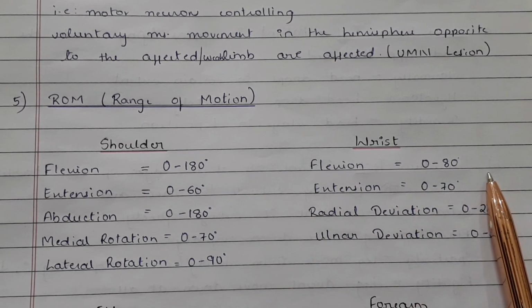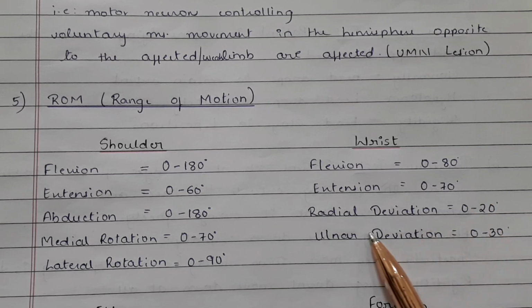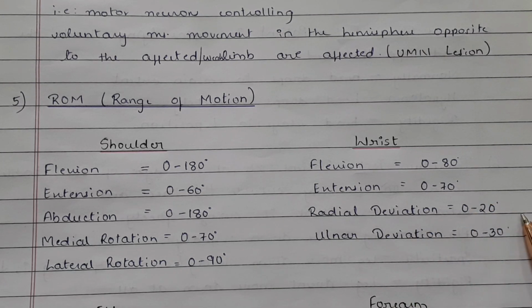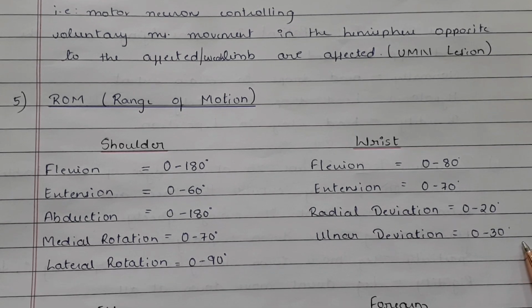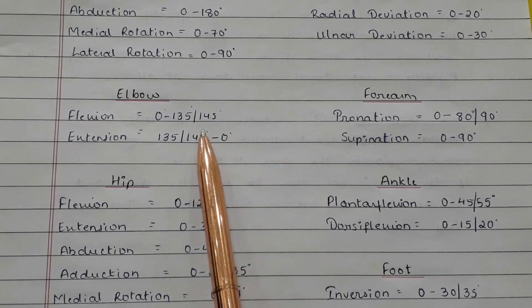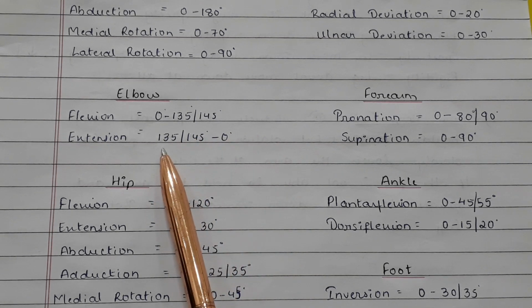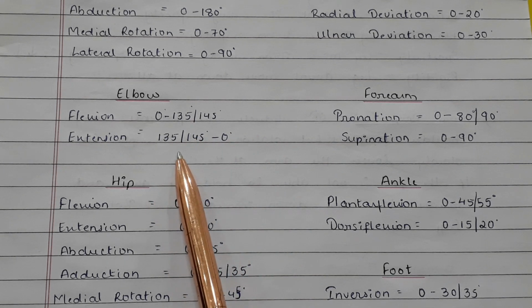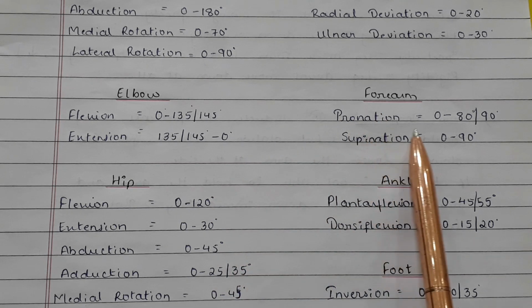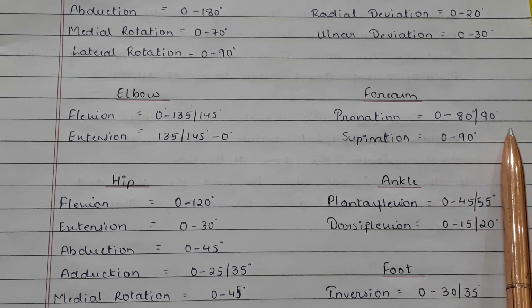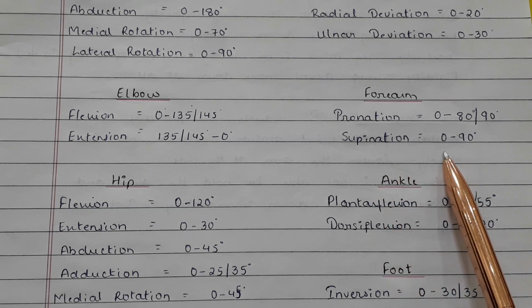Wrist flexion 0 to 80 degree, wrist extension 0 to 70 degree, radial deviation 0 to 20 degree, ulnar deviation 0 to 30 degree. Elbow flexion 0 to 135 or to 145 degree, elbow extension 135 or up to 145 to 0 degree. Forearm pronation 0 to 80 or to 90 degree, forearm supination 0 to 90 degree.